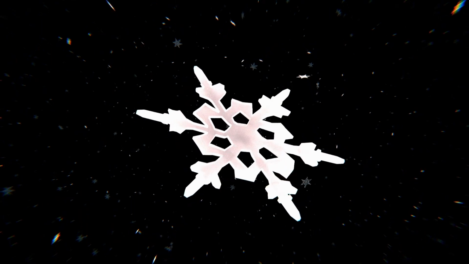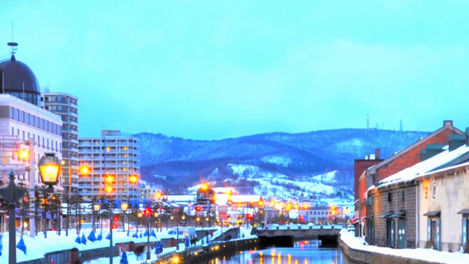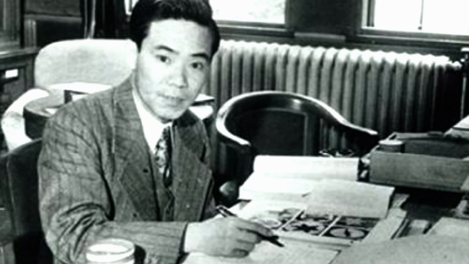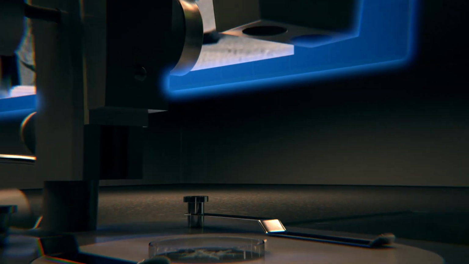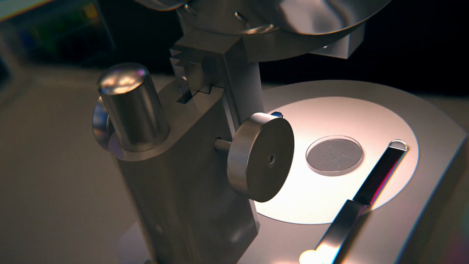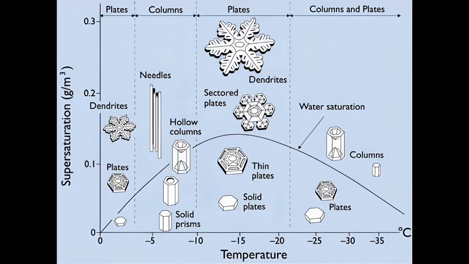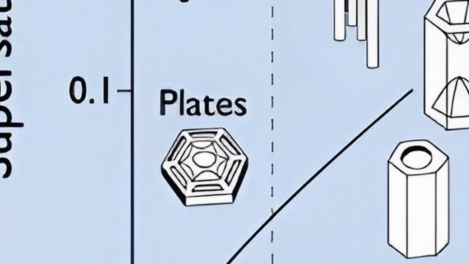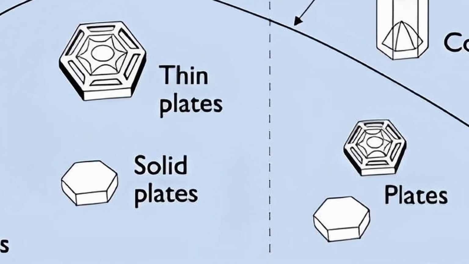Ukichiro Nakaya, a physicist from the University of Hokkaido, Japan, was one of the first scientists to study snowflakes in the lab. He observed the growth of snowflakes under controlled conditions, which helped him develop a diagram that displays crystal shapes based on temperature and humidity. The diagram shows that snowflakes become more complex as humidity increases, and that their overall shape changes from plate-like to columnar and back again as temperature is lowered.